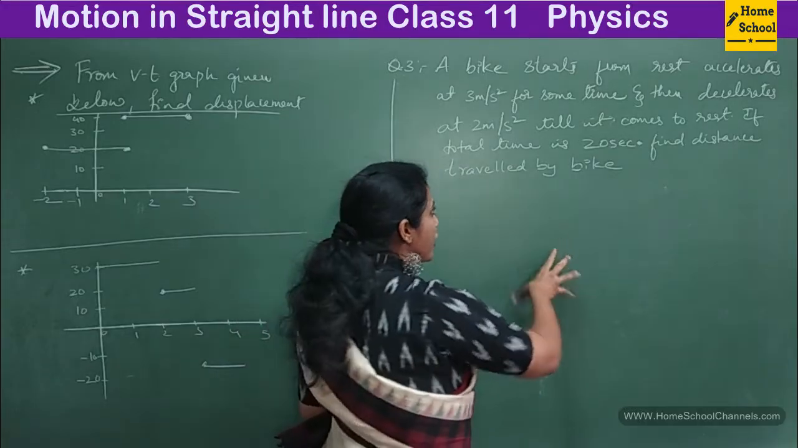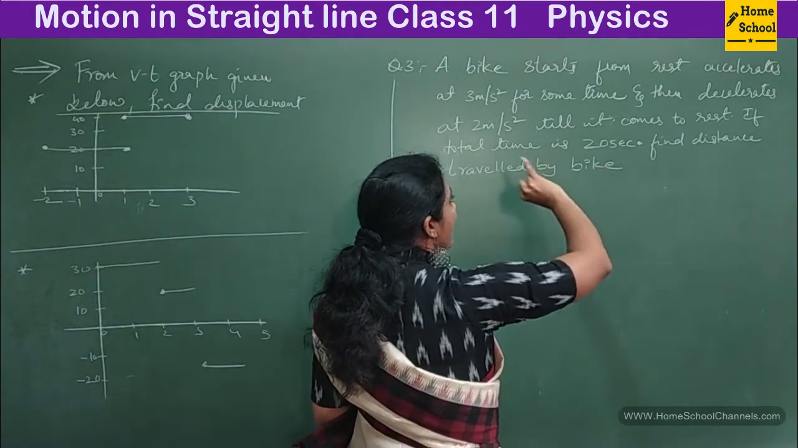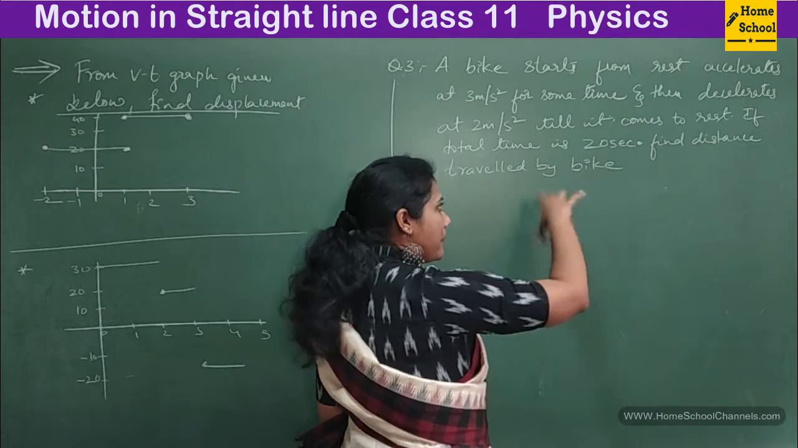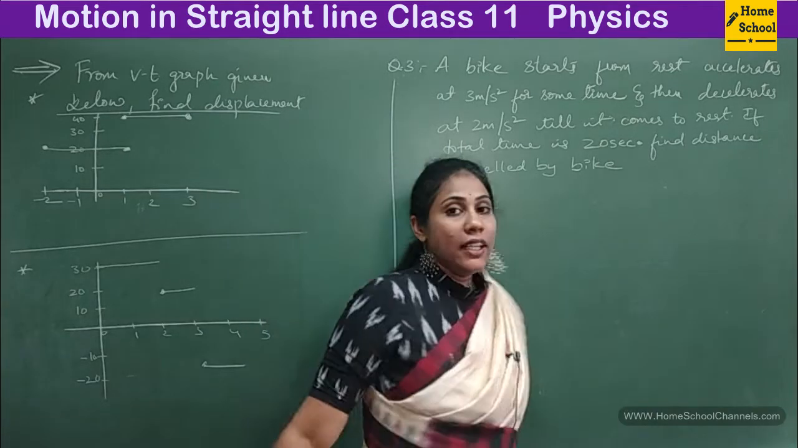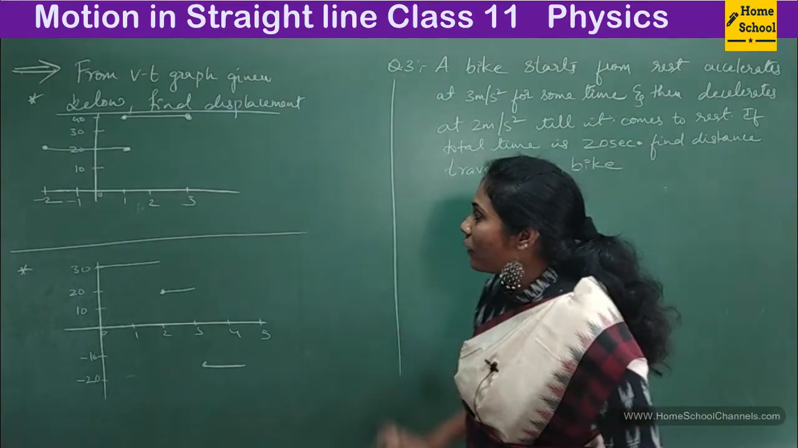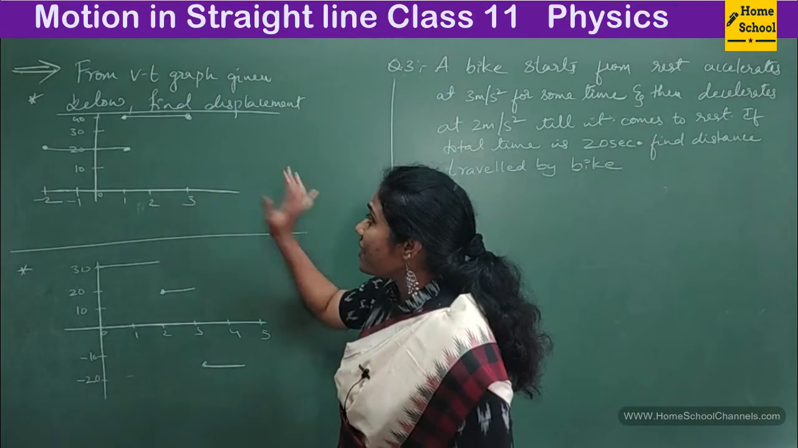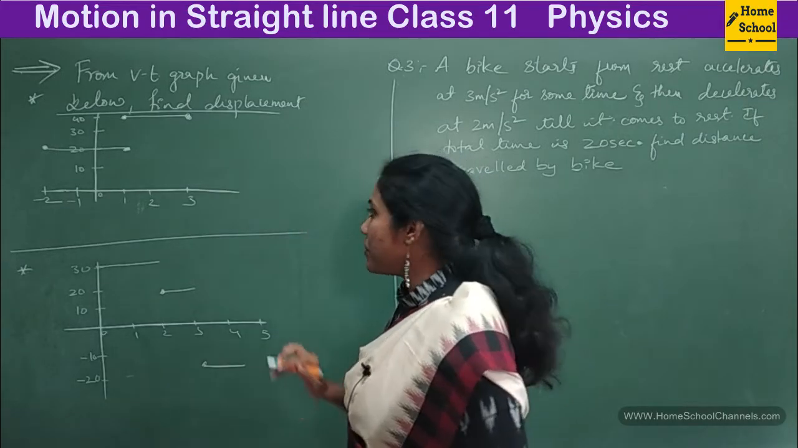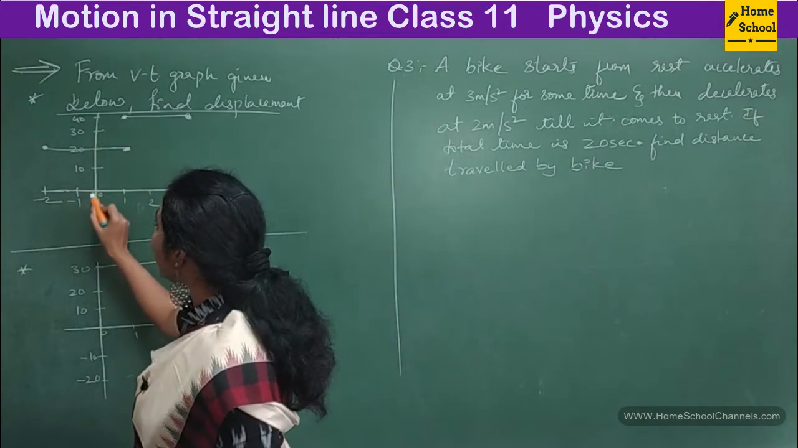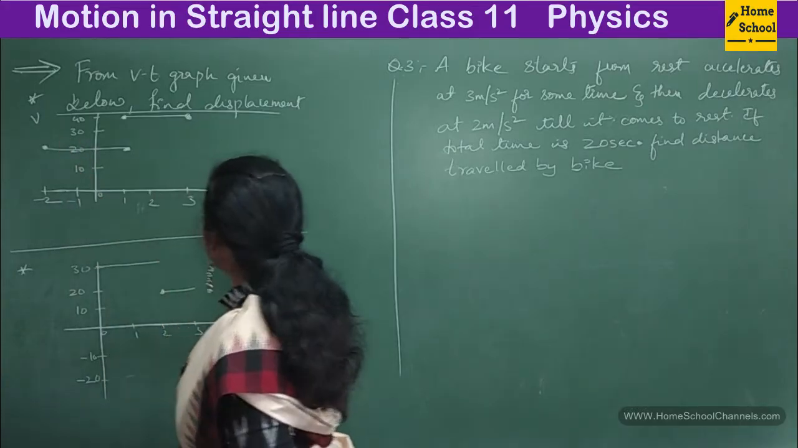But in a question, when some information is given, you have to find the displacement or distance. So first you need to draw a graph and then find it. Let us talk about them one by one. Say this graph is given, and you have to find the displacement of an object. You can observe the VT graph here, right?